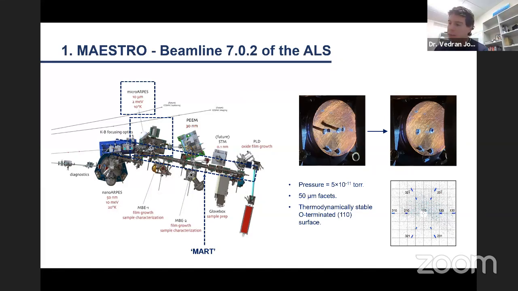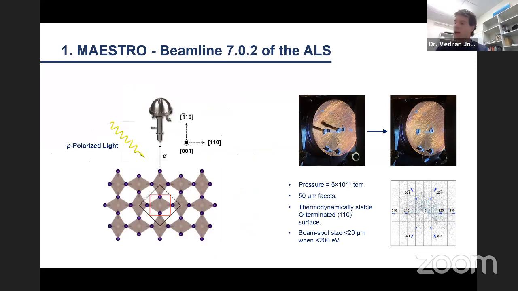And actually the synchrotron beam spot size in this measurement is around 20 to 50 microns or less, so well below the facet size of these domains that we're looking at. The data was collected with p-polarized light, with the polarization vector, as well as the entrance slit to this spectrometer, in this horizontal scattering plane. So the 110 crystal axis was then further oriented along the analyzer slit with the 1bar10 surface vector pointing towards the analyzer, as I've shown you in this schematic.